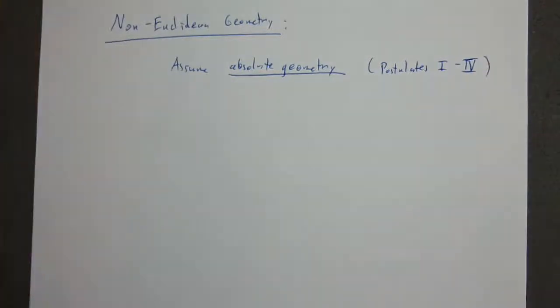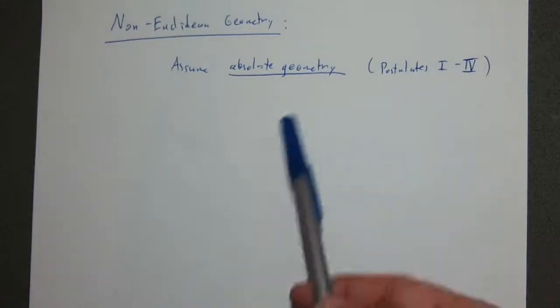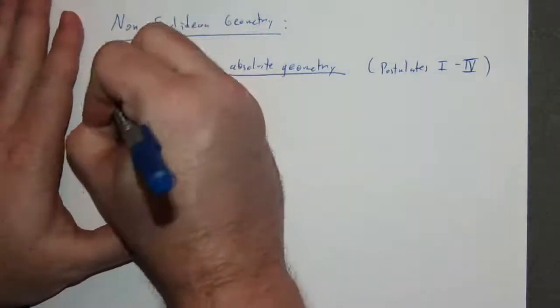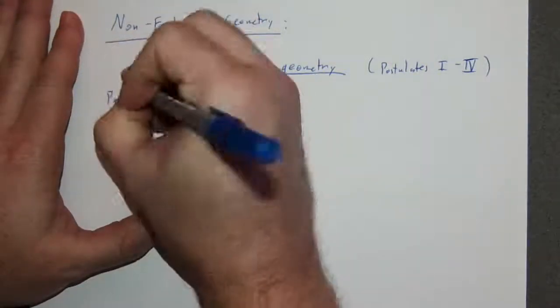Okay, so assume postulates 1 through 4. So pretend that we live in a world where all we are taking as assumptions are postulates 1 through 4. This is called absolute geometry. So assuming this, postulate 5 has many alternative statements.